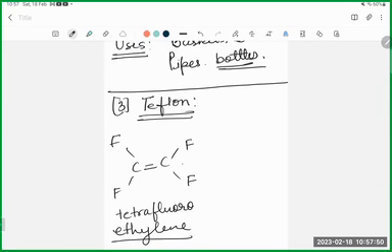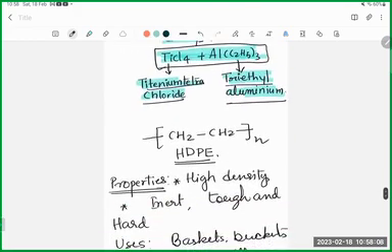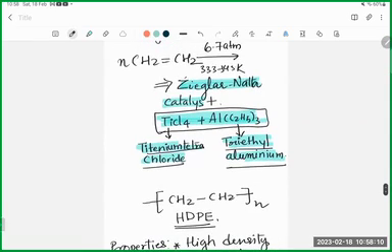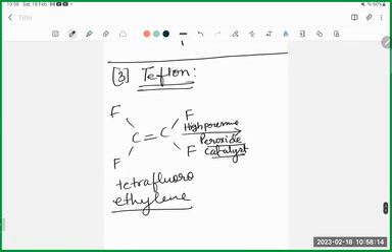So it is taken under high pressure. If you don't remember the pressure, you can write high pressure, okay? And the peroxide catalyst is used over here. So you are seeing everywhere we have used a catalyst to initiate the reaction. Here the catalyst is different, Ziegler-Natta. That is why this is HDPE. Even for high density, temperature and pressure we have kept low. That is also an important point which has to be noted.